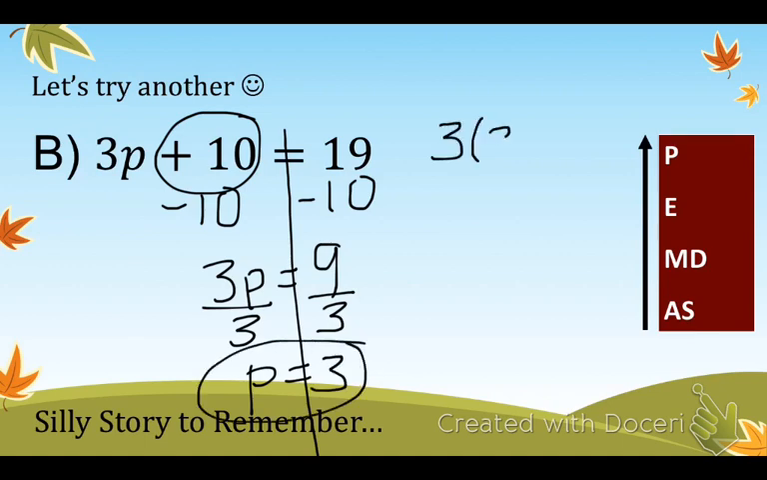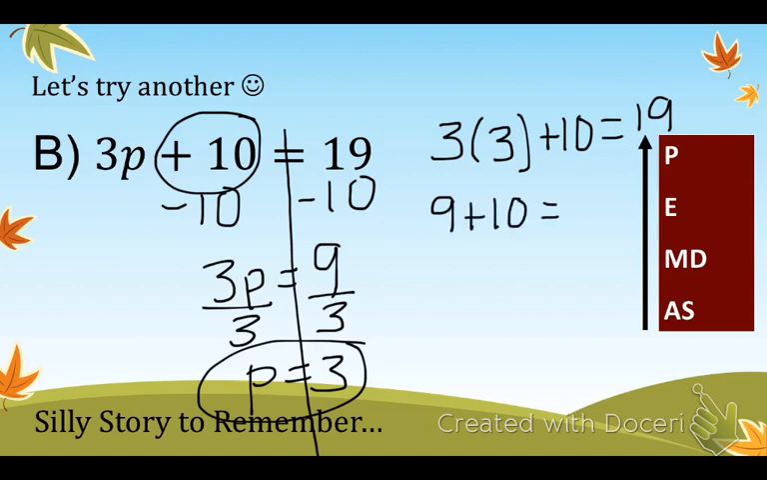3 times 3, because that's what P is, plus 10 equals 19. 9 plus 10 equals 19. You should already see that this is going to work. 19 equals 19. My answer is correct.